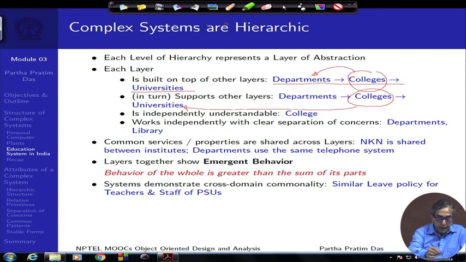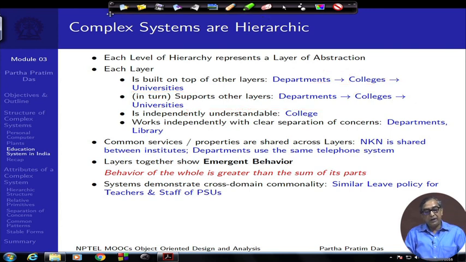So, the similar kind of structure that we had seen for the personal computer system and the plant system, we do see here. We see that many of these systems can be independently understood. There is separation of concern. The department and library have to function together, but how a department functions and conducts its classes and examinations is not required to be understood by a library system, which has procurement of books, issue of books and so on, and vice versa.